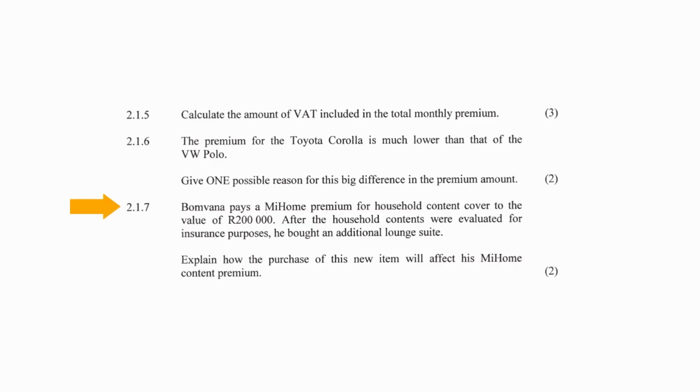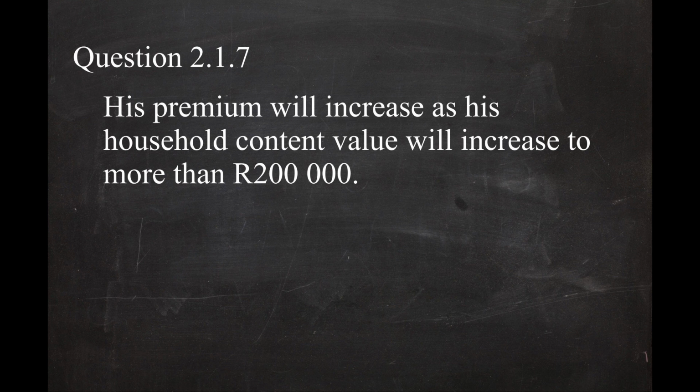In question 2.1.7, it is stated that this person pays a My Home premium for household content cover to the value of R200,000. After the household contents were evaluated for insurance purposes, he bought an additional lounge suite. You are asked to explain how the purchase of this new item will affect his My Home content premium. The effect that this will have on his My Home content premium is that his premium will increase as his household content value will increase to more than 200,000 Rand.